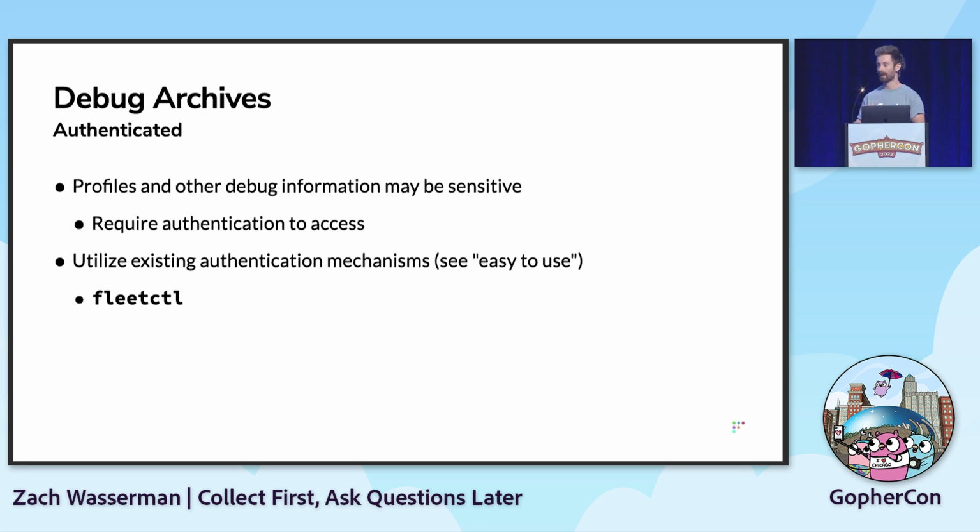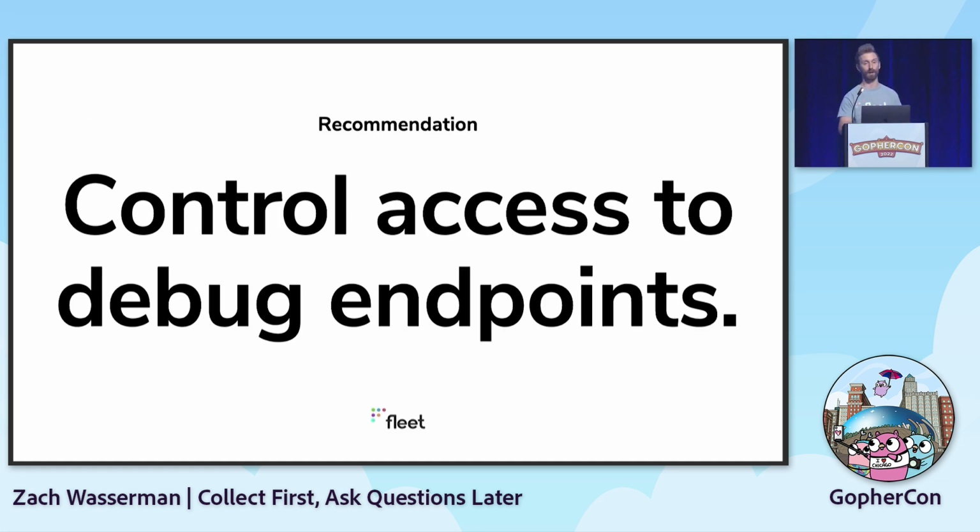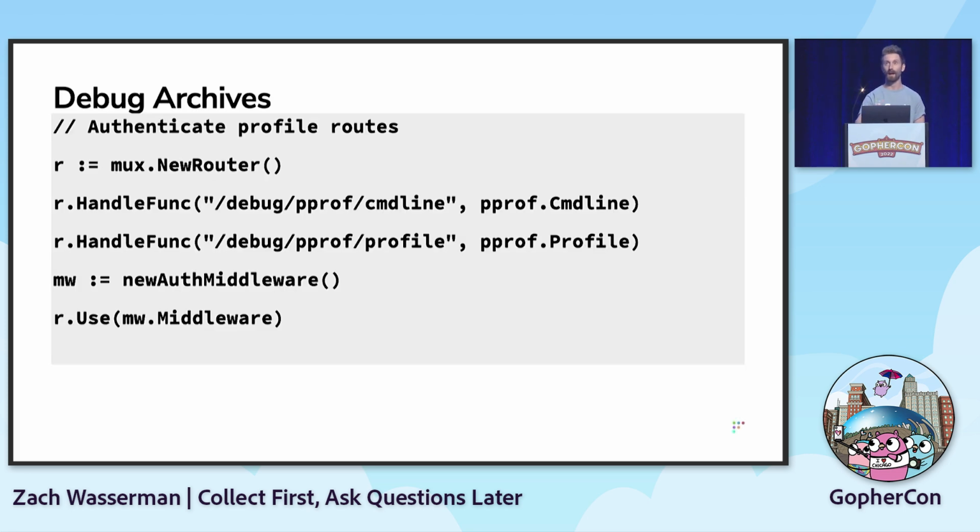And of course, as a web application, we already had authentication, and our fleetctl command line tool already knew how to authenticate with that application. So we just piggybacked on the command line tool. So recommendation, of course, control access to these endpoints. And this is a sort of simplified example of what controlling that kind of access could look like.